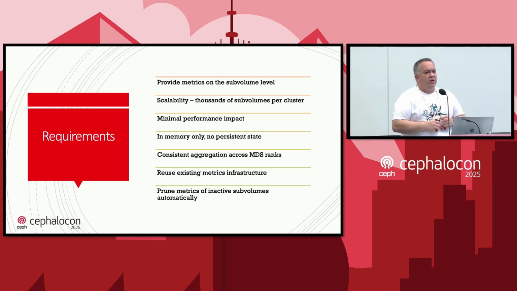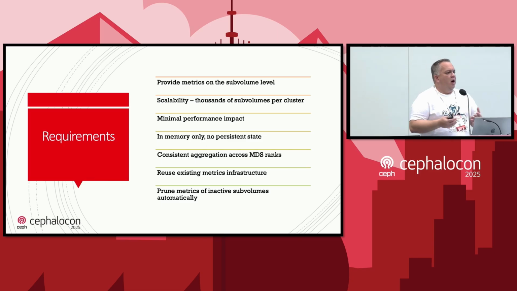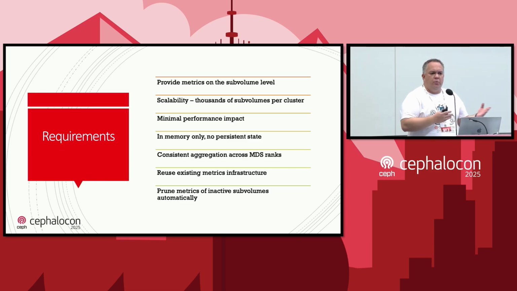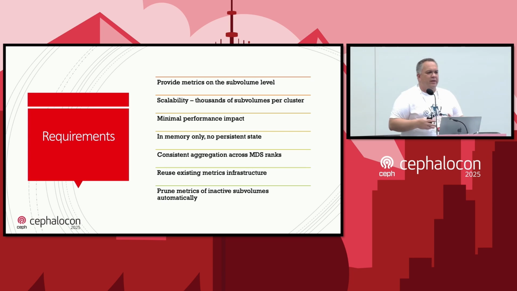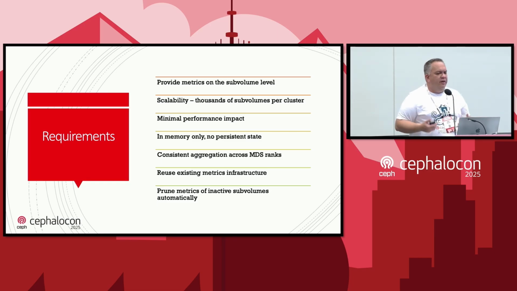Of course, reusing the existing metrics infrastructure. Our MDS servers already expose metrics for Prometheus via the admin socket command, so of course we want to ride on the same infrastructure. And the last one is automatic pruning of the metrics. If a subvolume is not active, there's no need to display any metrics. We don't want to display zeros, right? If some path becomes quiet, there's no need to display it because of scalability issues, because we have thousands of them, so we don't want to display information for thousands of subvolumes that don't have any activity.